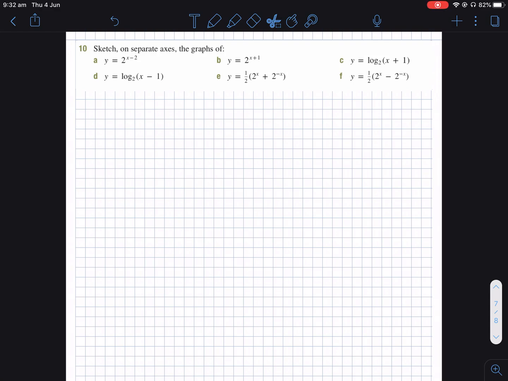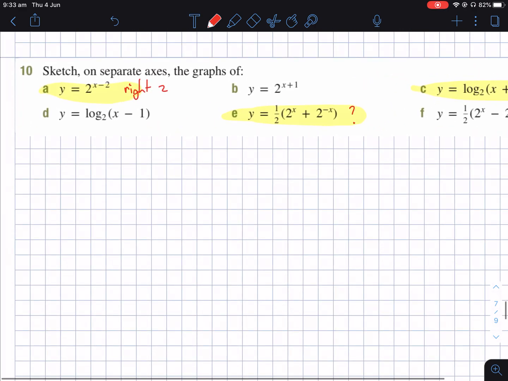All right, we're going to sketch these. We're just doing A, C, E. This one's been moved right 2, left 1, and this one's an interesting one. We're going to look at it. So each time I want to go through the normal process.